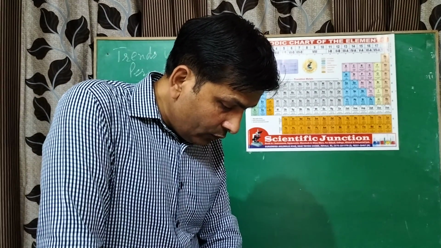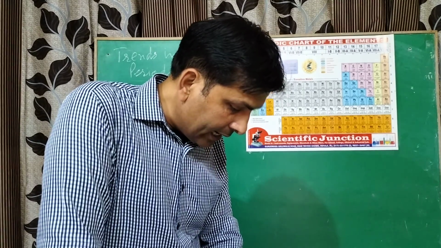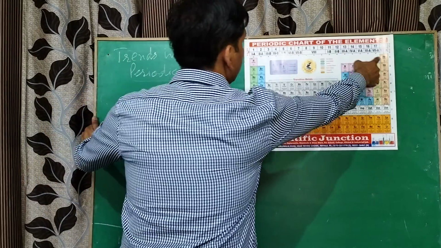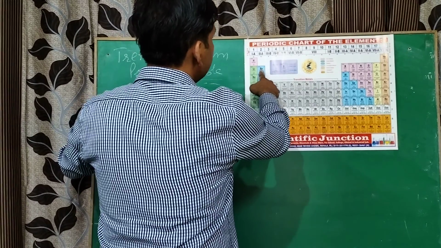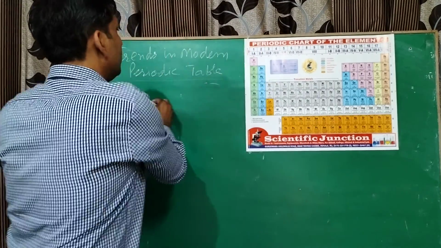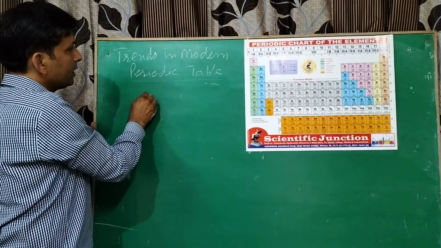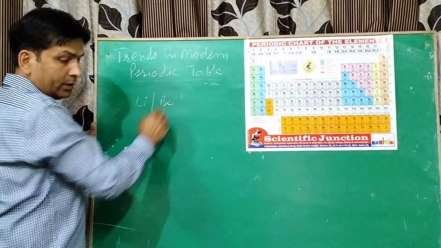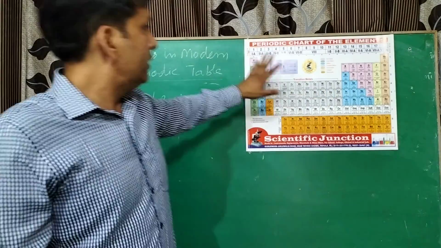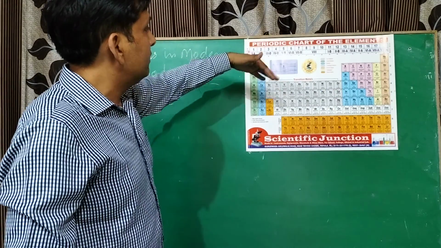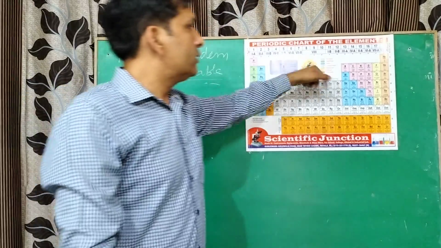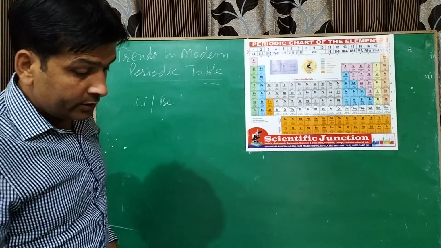In the modern periodic table, what are the metals among the first 10 elements? The first 10 elements are hydrogen, helium, lithium, beryllium, and so on up to neon. How many metals are there? There are just two elements which are metals, that is lithium and beryllium. These are the two metals, and these all are non-metals. As I already told, on the extreme left side of the periodic table are metals, on the extreme right are the non-metals. There is one zigzag line of metalloids.